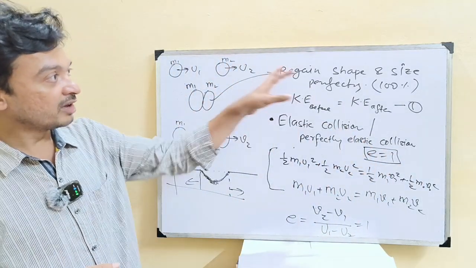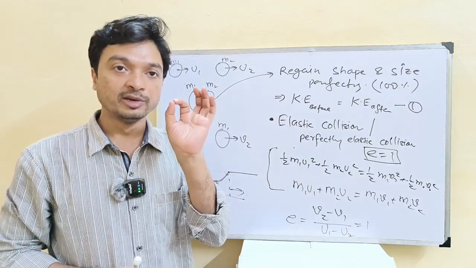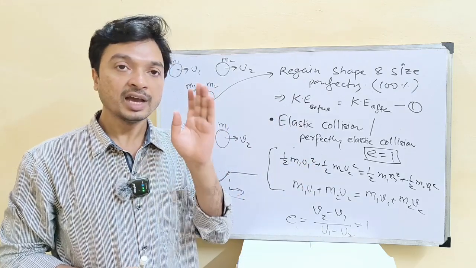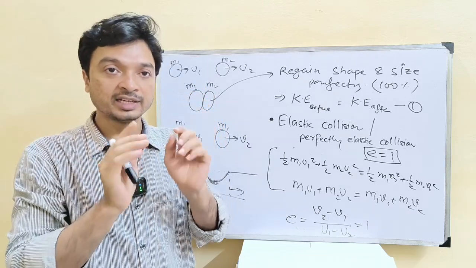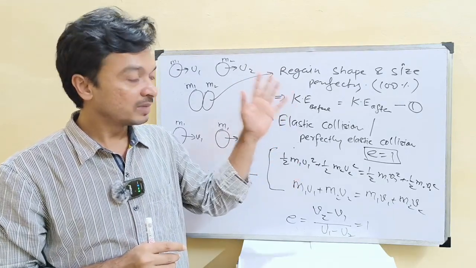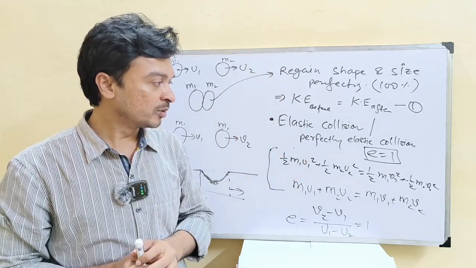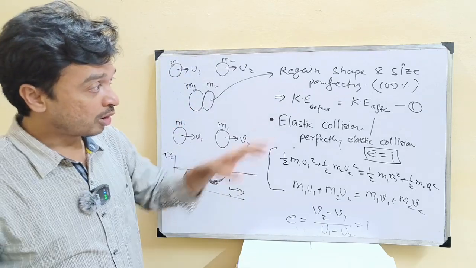So whenever you have elastic collision or perfectly elastic collision, there is no loss of kinetic energy after and before. There is a decrease in kinetic energy at the time of collision. There is no loss of momentum before, after, and at the time of collision. Momentum is conserved.